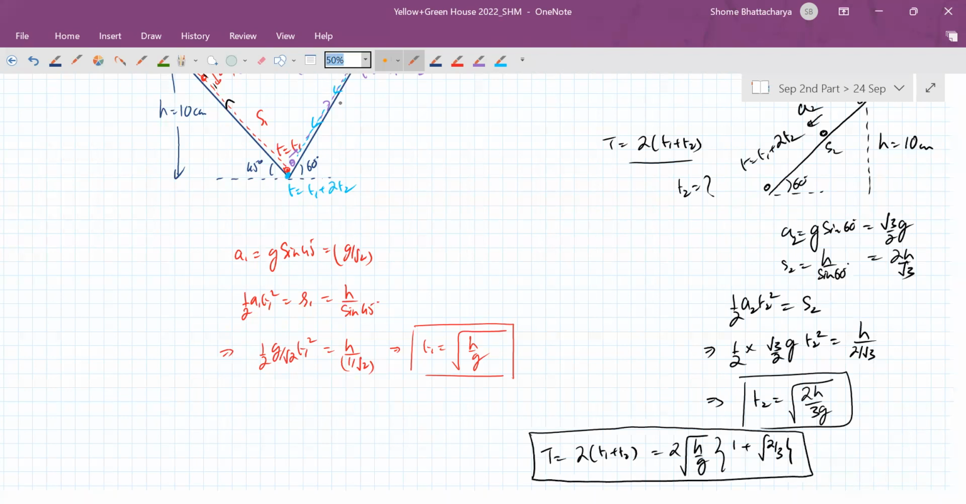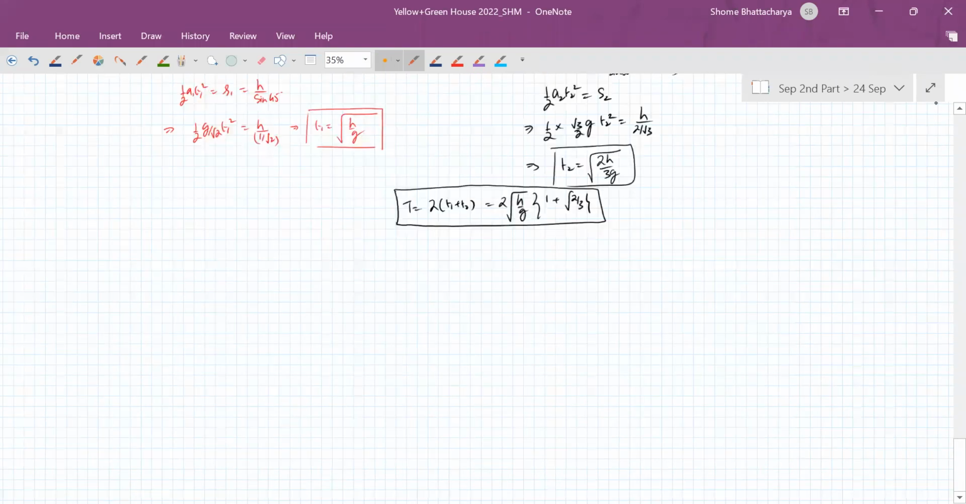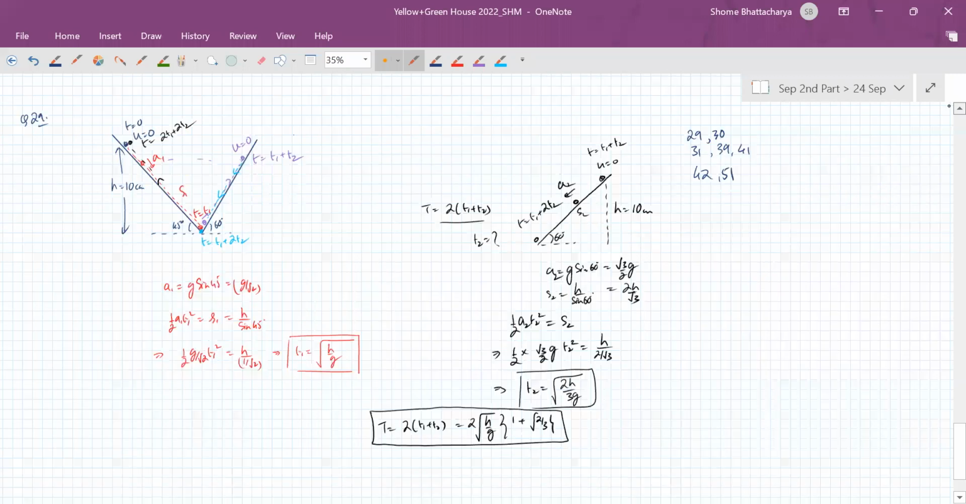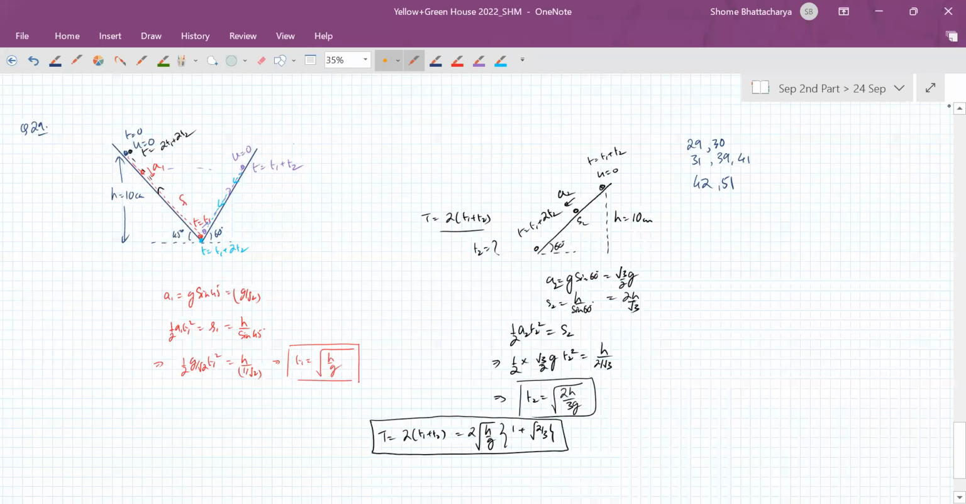So it is basically application of Newton's laws to find the acceleration and then kinematics. Acceleration on a smooth inclined plane is g sine theta, as you know. Make a note of this. Next we move on to 30th and 31st question.